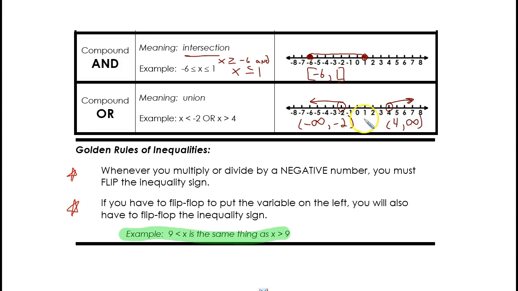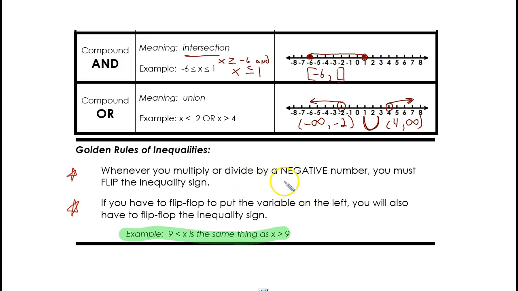And remember from previous discussions that when we have two intervals that we're unioning together, we use the symbol for union between them, which is just a big U. So it'd be this interval union this interval. A few things to remember as we start talking about inequalities. These are golden rules of inequalities.